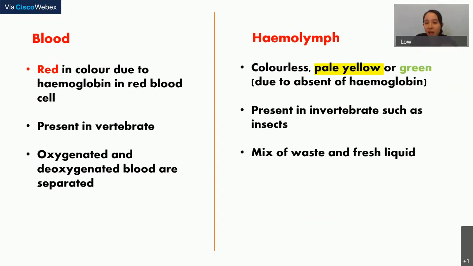For hemolymph, it's colorless, pale yellow or green in color. Why? The absence of hemoglobin. And it's only present in invertebrates such as insects like the grasshopper. The hemolymph is a mixture of waste and fresh liquid.